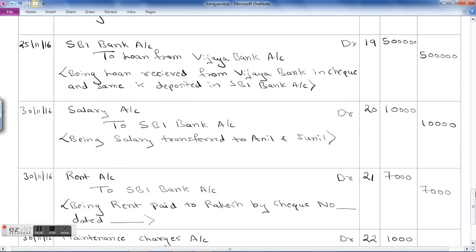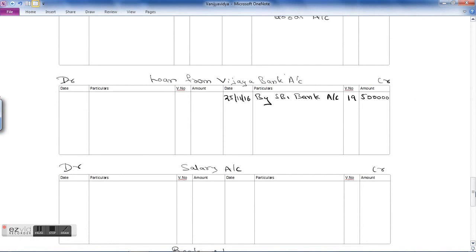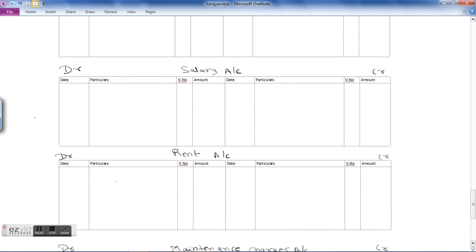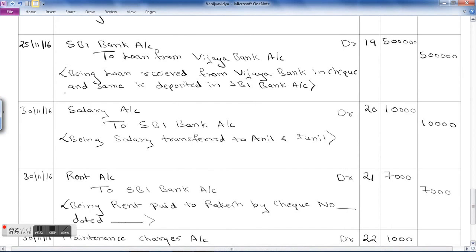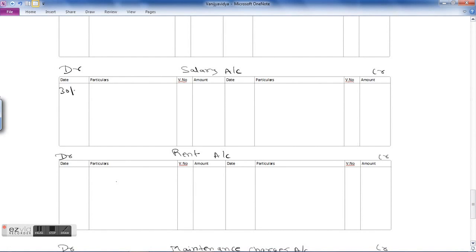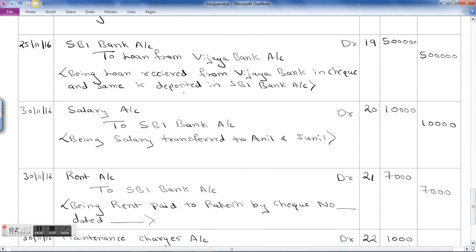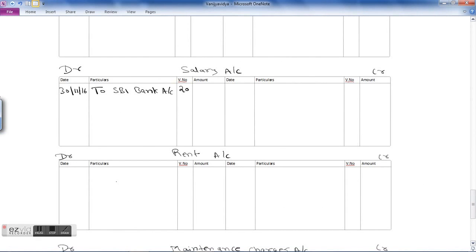Okay, salary account debit to SBI bank account. Amount is 10,000. So salary account debit. So on debit side of salary account, we'll post the entry 30/11/2016 to SBI bank account. Voucher number is 20, right? 20 and the amount is 10,000.